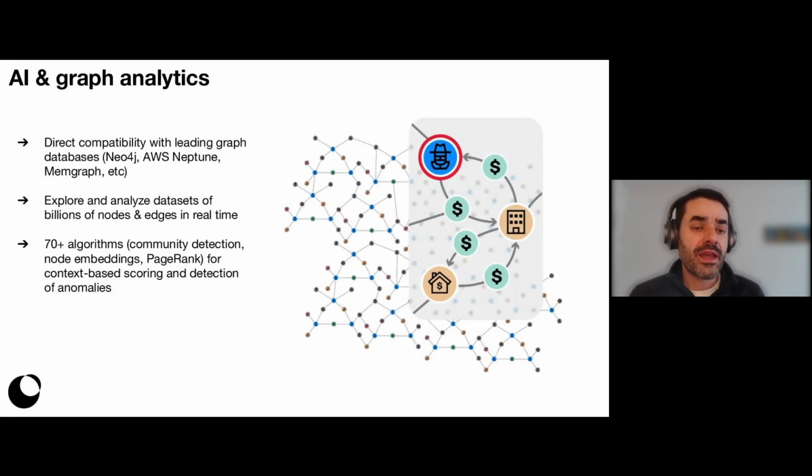In terms of AI and graph analytics, the platform has direct compatibility with the leading graph databases, such as Neo4j, AWS Neptune, Memgraph. And through that, it's possible to explore and analyze data sets of billions of nodes and edges in real time. And via these integrations, we also provide support for more than 70 graph algorithms, including community detection, node embeddings, PageRank, and more. And it's possible to use that for context-based scoring and for the detection of anomalies within graph data.